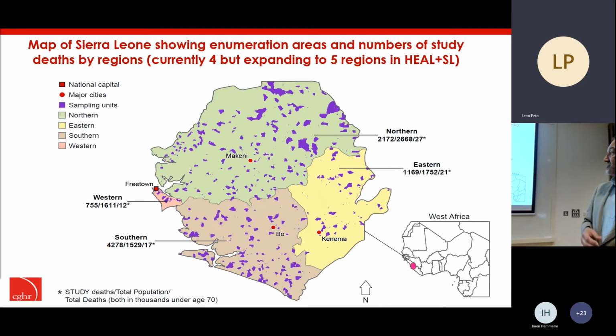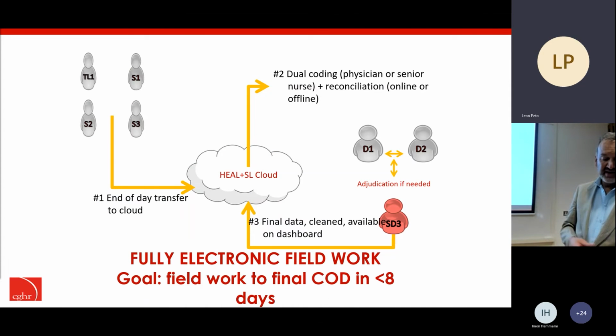And so we have a distributed sample of something like 660 units now that cover the whole country. Teams go out to these once a year, and they're all using electronic verbal autopsies now. So teams of 4 go out. At the end, they synchronize the laptops, and one of them sends it to the cloud.